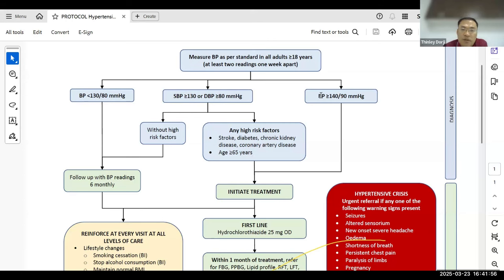If the blood pressure is above 130/80, but not crossing 140/90, then you will see whether the patient has risk factors. If the patient has risk factors like stroke, diabetes, chronic kidney disease, or coronary artery disease, or if the patient is more than 65 years of age, then you will initiate the treatment. However, if the BP is slightly elevated, but the client does not have risk factors, you will go back and then they will be screened every 6 months.